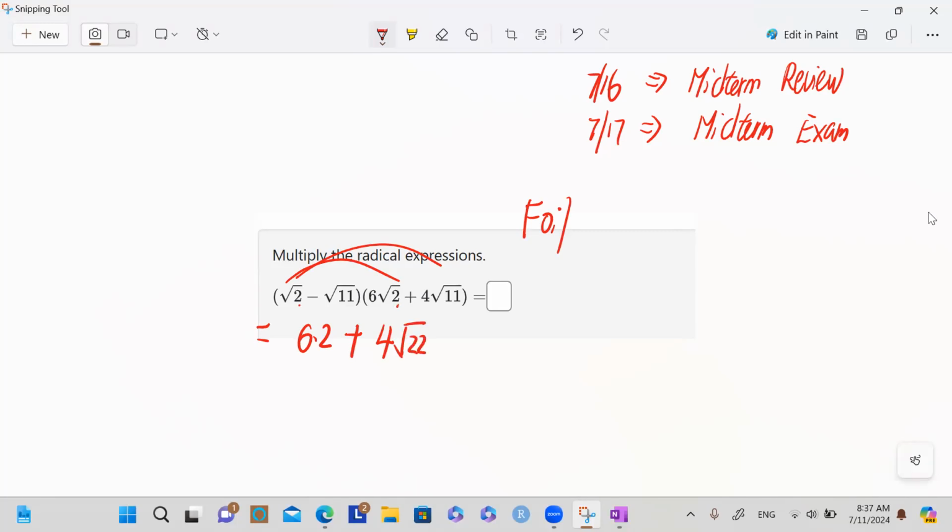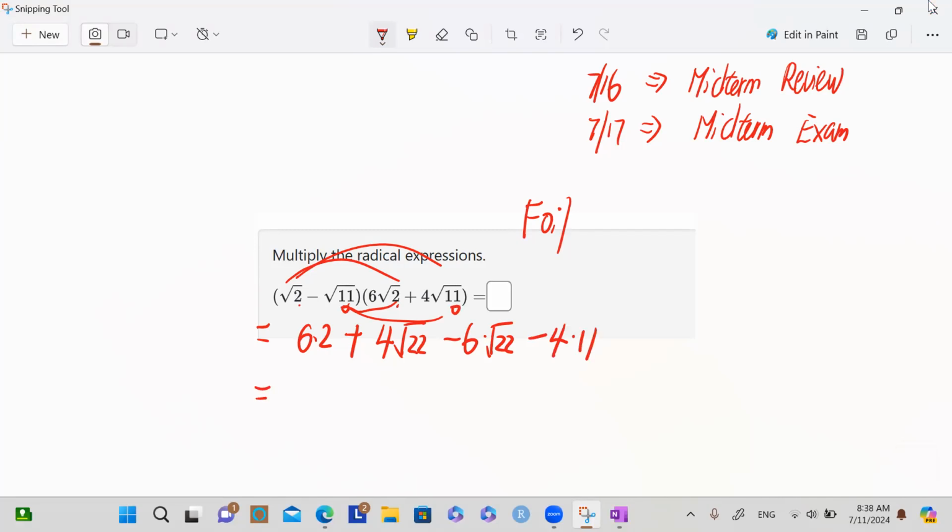And we cannot simplify, right? Because 2 and 11 are not perfect squares. So we're going to leave it as is. And distributing this, minus radical 11 times 6 radical 2 is minus 6 radical 22. And then the last term will be minus radical 11 times 4 radical 11. So minus times plus is minus. So 4, and radical 11 times radical 11 is 11.